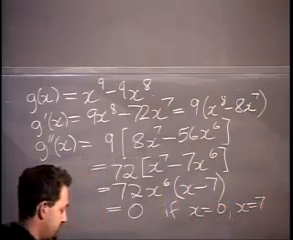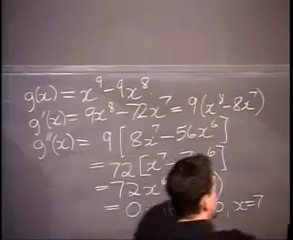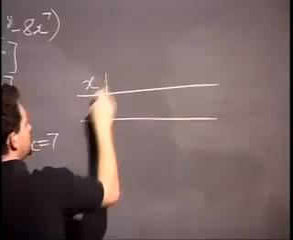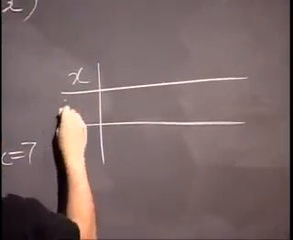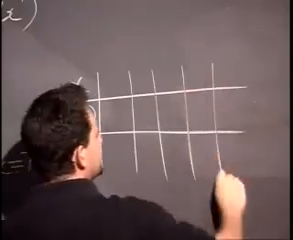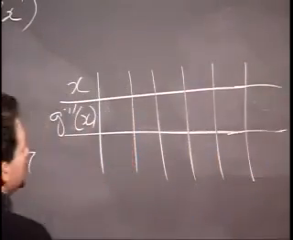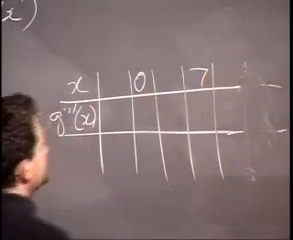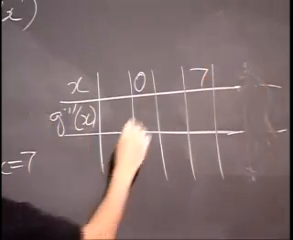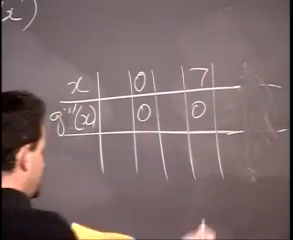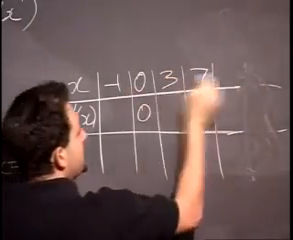Those are the 2 points. So let's set up a table of signs for that second derivative. I'm going to have x, and I've called it g, so I'll write g double prime of x. Zero and 7 are the important points. Second derivative is 0 there and there. So let's pick some representative points, say minus 1, 3, and 8.